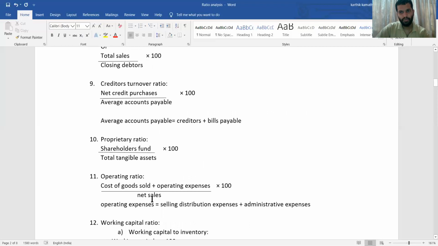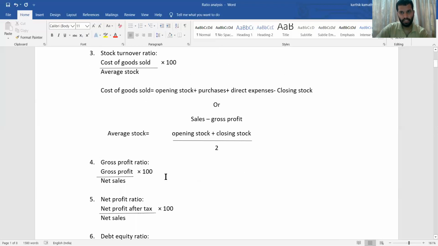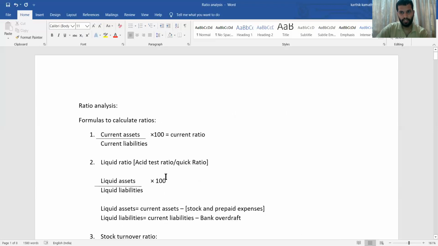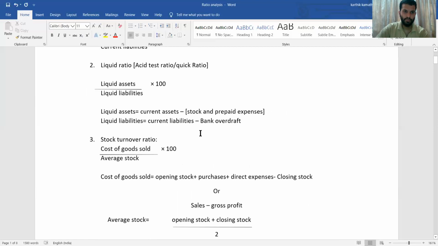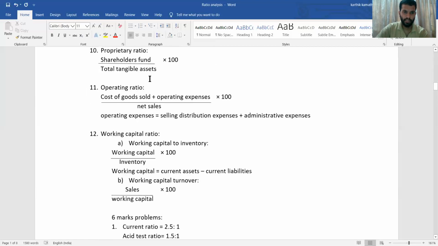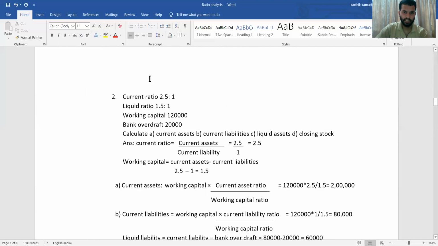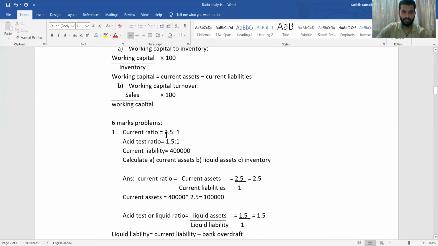So in your syllabus, 12 formulas are given, and all these 12 formulas are important from the point of view of examination. And you need to go through all these 12 formulas before solving any problems regarding the ratio. So now we are going to discuss a 6 mark problem, which is frequently asked in the examination.